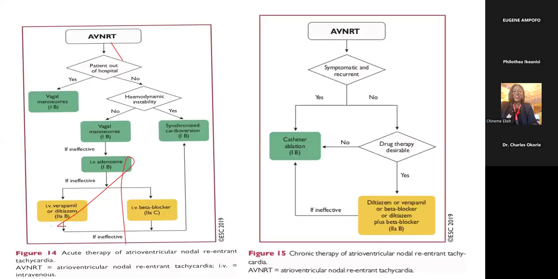Then for symptomatic and recurrent AVNRT, these patients benefit from catheter ablation, according to the ESC guideline recommendation. So if no, that is, it's not symptomatic and recurrent, we'll go for drug therapy. Then if the drug therapy is ineffective, we can still go straight to catheter ablation. Then the next entity is the non-reentrant junctional tachycardia.